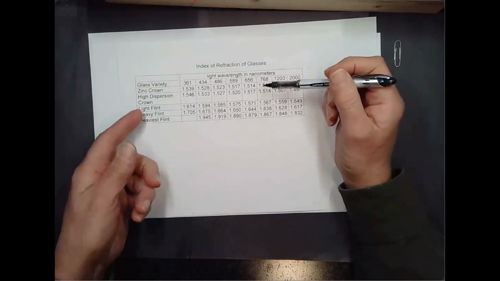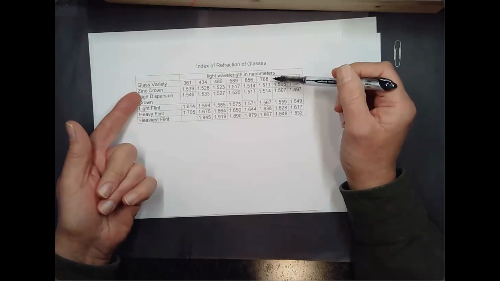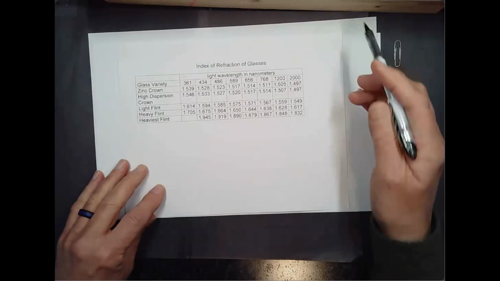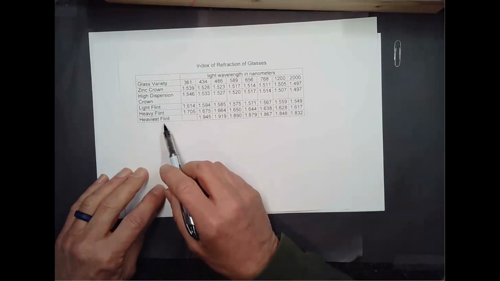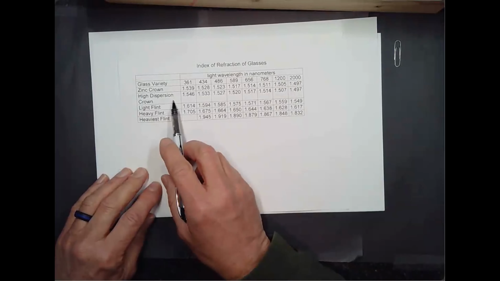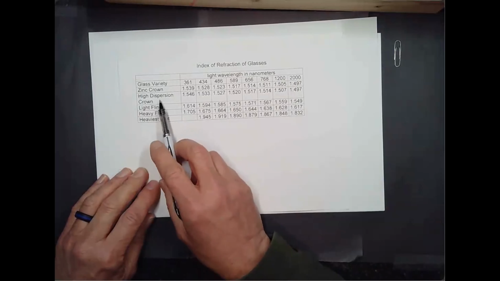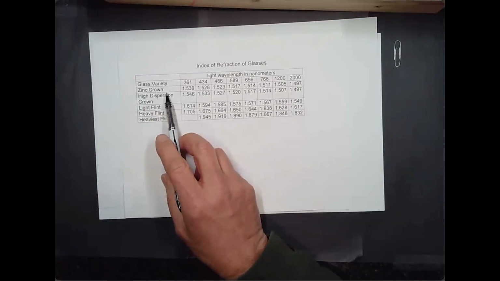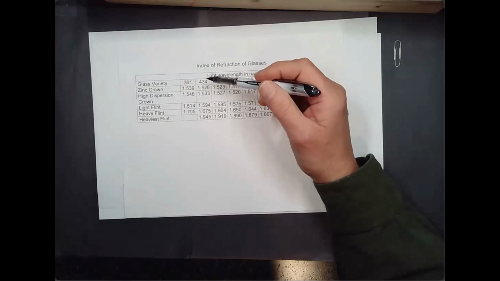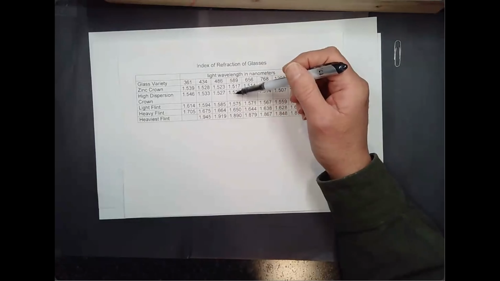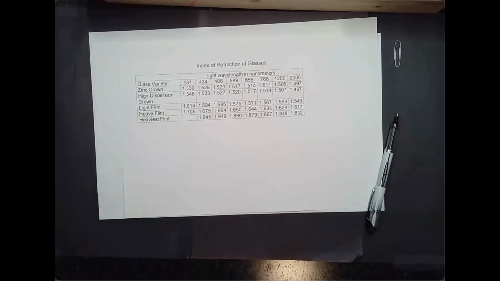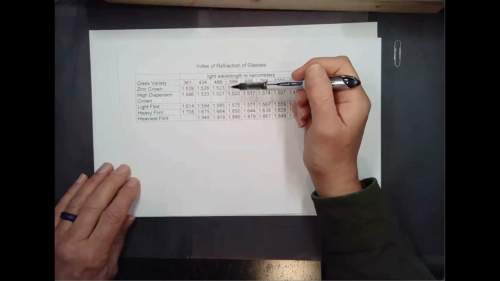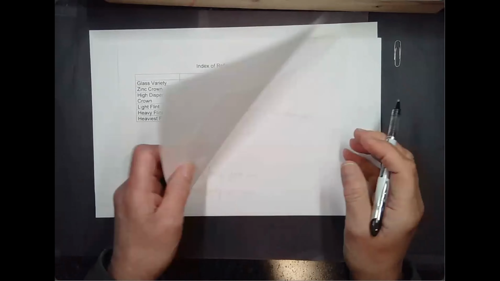Okay. Here are some different glasses, and there are a lot of different kinds of glass. There's light flint, heaviest flint glass, high dispersion crown, and there's more than one type of this. Zinc crown, all sorts of different things are stuck into these, and different blends of stuff in the glass. So there's borosilicate glass, which is what Pyrex is made of, and that has particular characteristics as well. Okay, but anyway, just something that happens with these different glasses.